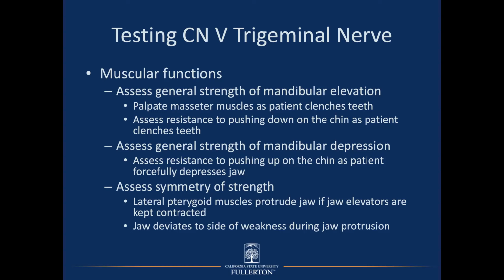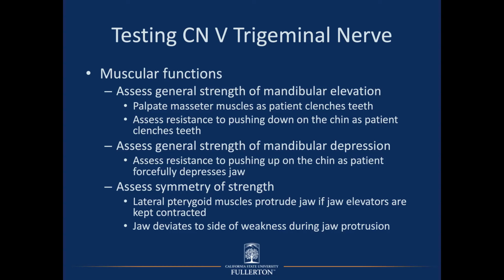And then the general strength of mandibular depression is assessed by putting our thumb or fingers under the chin and asking them to open their mouth against that opposing force. Then for symmetry, this is where that lateral pterygoid comes in. Again, I want you to review your anatomy and physiology course information about those two muscles, lateral and medial pterygoid. The lateral pterygoids open the mouth, and they're the biggest, most powerful muscles to do it, even though they're hidden and you can't see them, but you can see the effects.